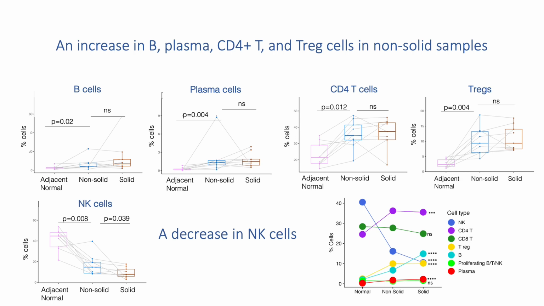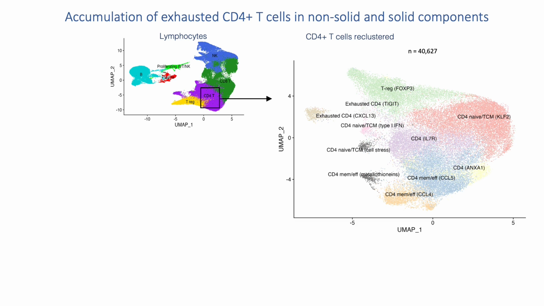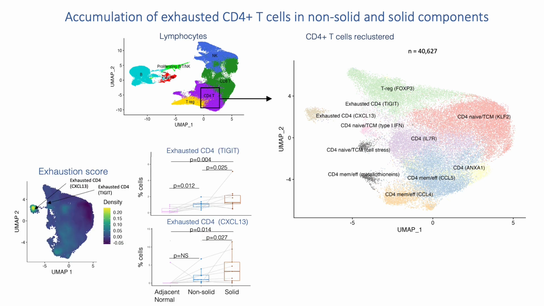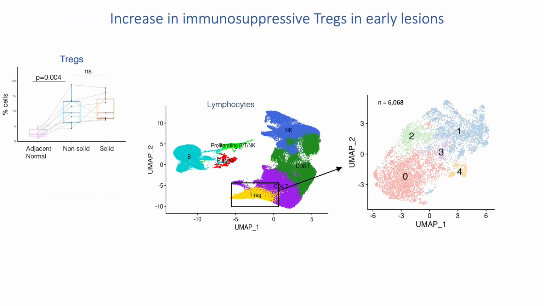Having seen the changes in the cell numbers, we wanted to determine the activation status of the cells. We reclustered the CD4 T cells and identified naive, exhausted, and memory effector CD4 T cells. We observed an increase in the non-solid and solid samples of 2 exhausted clusters, the first expressing high CXCL13 and the second expressing high TIGIT. TIGIT is an immune checkpoint receptor, and CXCL13 is a chemokine produced by human T follicular helper cells. This pattern is consistent with the previous finding that the exhausted CD4 T cells could skew towards the TFH-like phenotype.